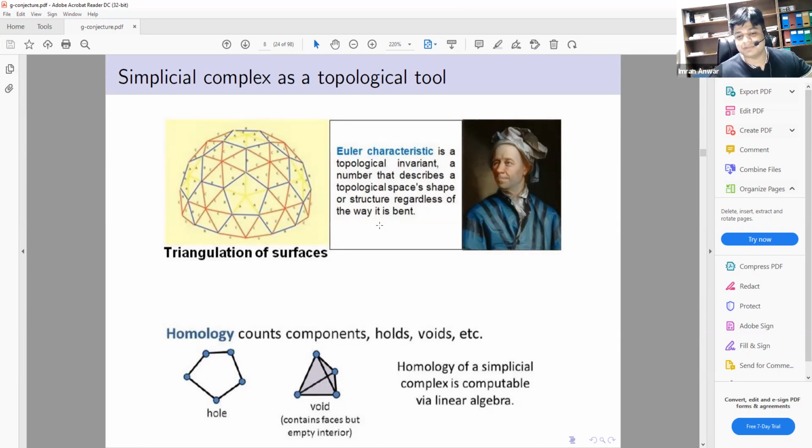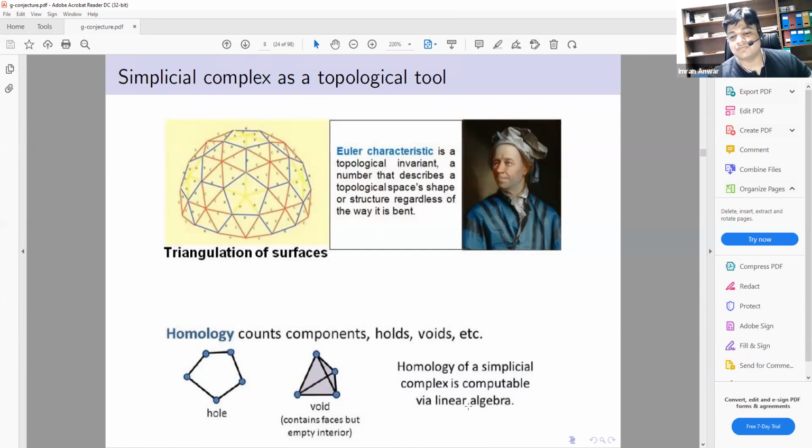Homology of a simplicial complex is computable via linear algebra. So the technique widely used in topology is that whatever the topological surface is given, one does the triangulation, and through this triangulation, one can make a count of it.